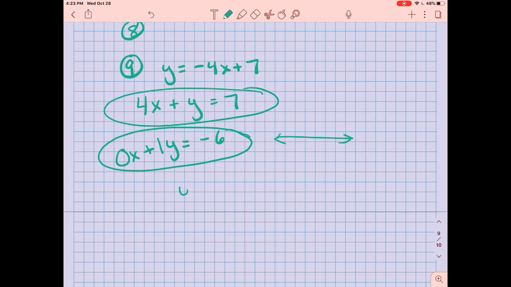Y equals x is the coolest line ever. It's actually this. It's a perfect diagonal, just like that. It is linear. If I wanted to, I could say negative x plus y equals 0, or negative 1x plus 1y equals 0, and put it in standard form. But yes, that is also.